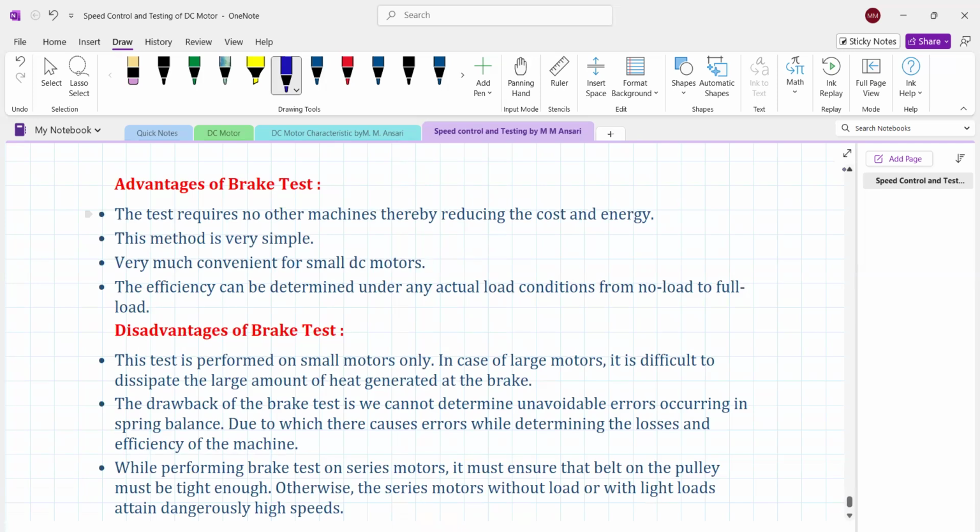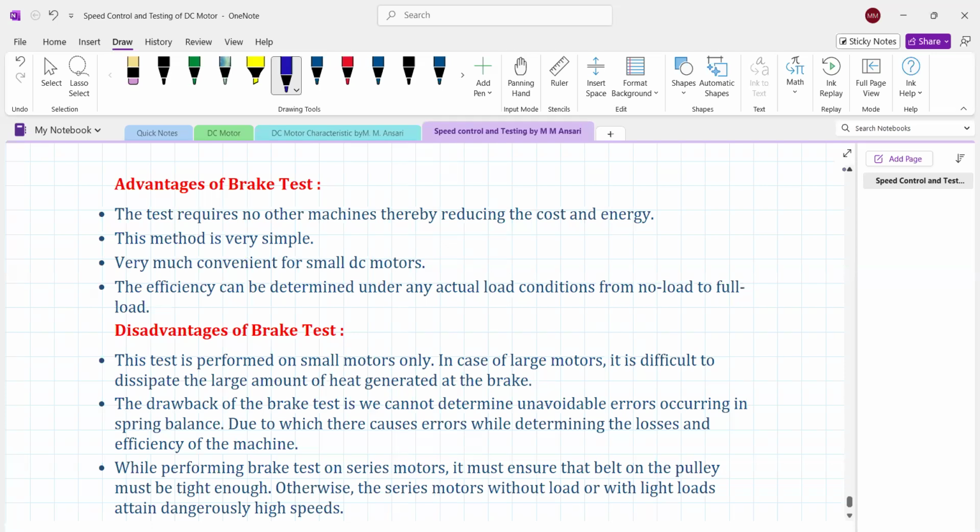So this type of test is simple in calculation and very convenient for the DC shunt motor or any type of DC series motor, compound motor. So every type of motor can be tested with the help of direct load test. The efficiency can be determined under any actual load condition from no load to full load. So whatever the load which we are taking, it is actual. So we are going to find out the test under load condition at actual value.